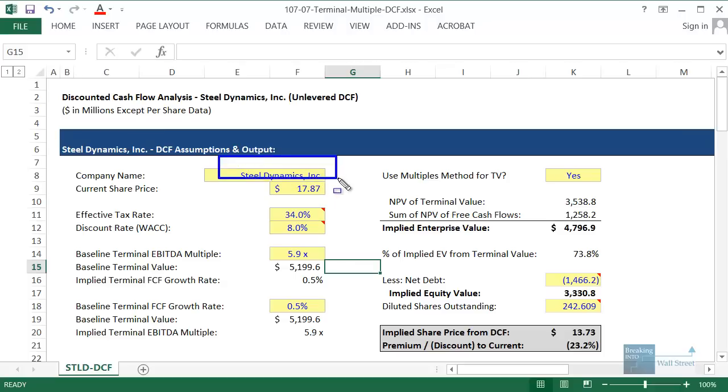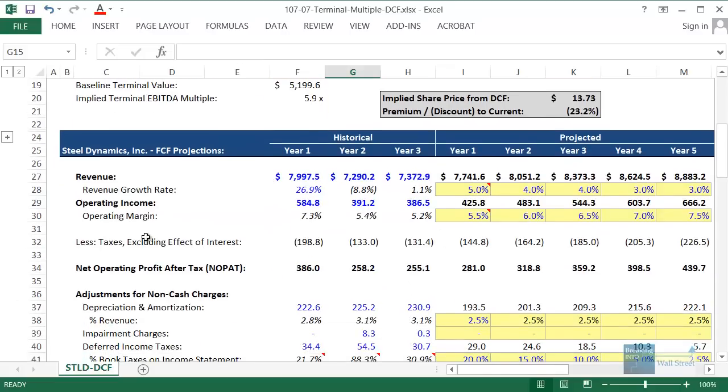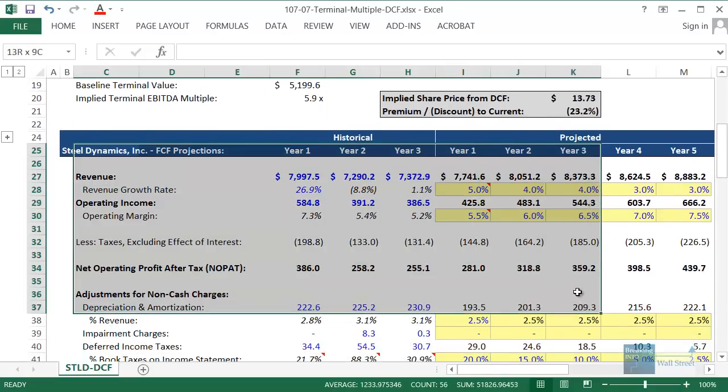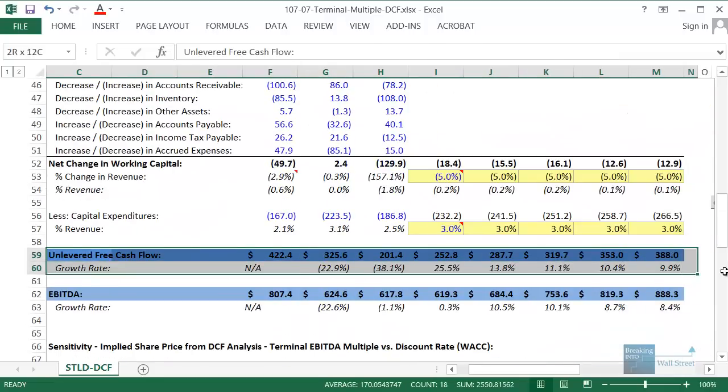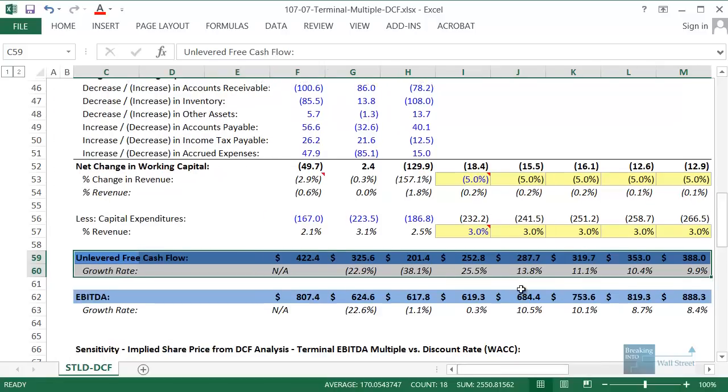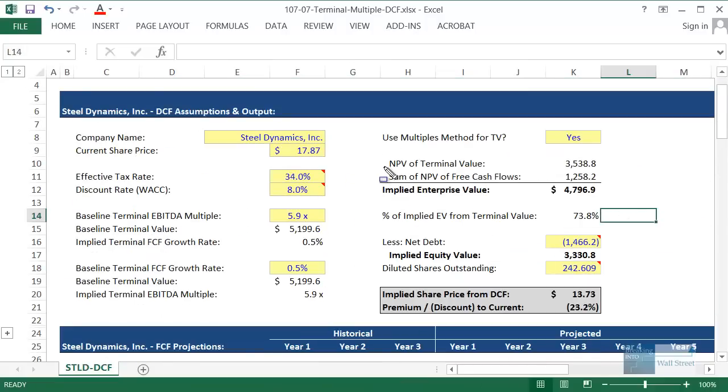for a steel manufacturing company, Steel Dynamics. And typically you will project the company's free cash flow 5 to 10 years into the future. You'll get to some type of number at the bottom for unlevered or levered free cash flow in each year, depending on how you've set up the analysis. You will take the net present value of those free cash flows and then add it to the net present value of the terminal value.